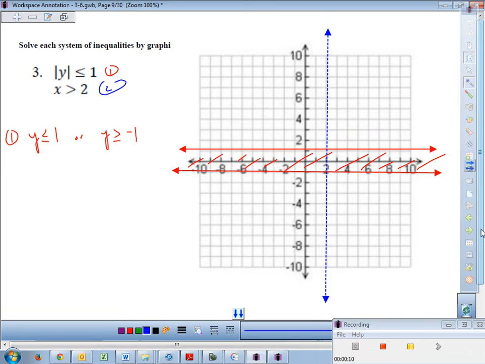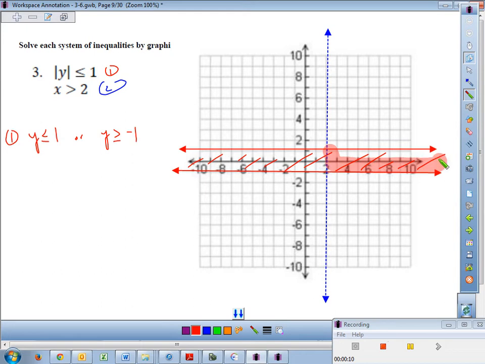Then where would you shade if that's x greater than 2? To the right of it. And we're also going to stay in that boundary between those horizontal lines, so we'll take our highlighter and we'll say this is our feasible region right in here.